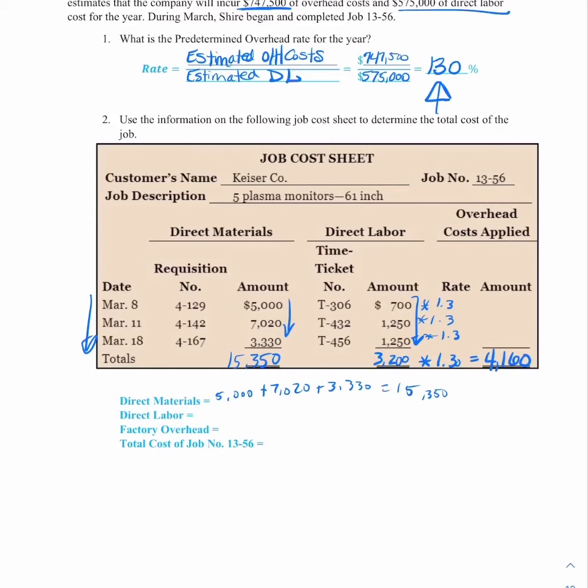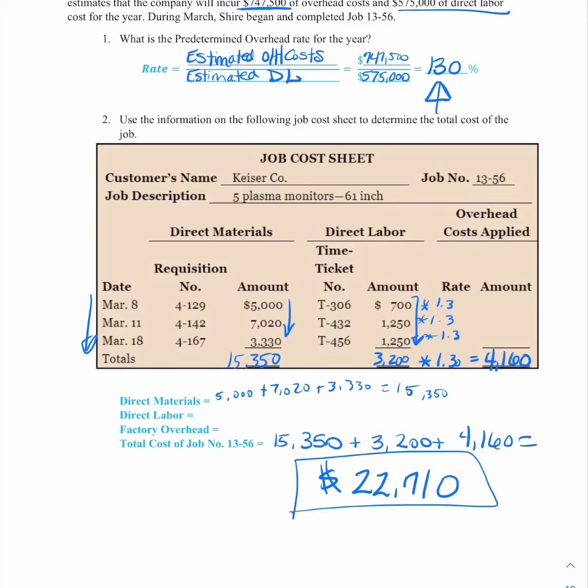So we need to take the 15,350 in direct materials, add the 3,200 direct labor and the 4,160 in applied overhead, which will give me $22,710 for the total cost of job number 1356. And so that brings us to the end of that question. So now we will move on to the next question.